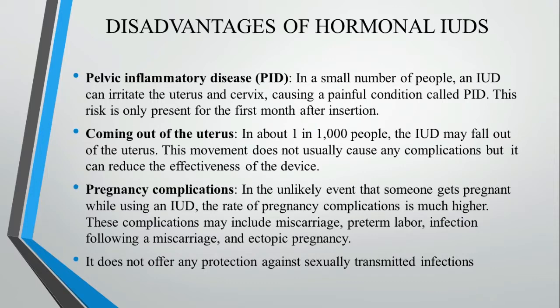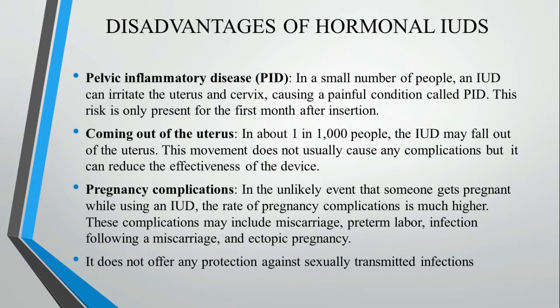Do hormonal IUDs have disadvantages? Of course they do. First of all, pelvic inflammatory disease. In a small number of people, an IUD can irritate the uterus and cervix, causing a painful condition called PID. This risk is only present for the first month after insertion.